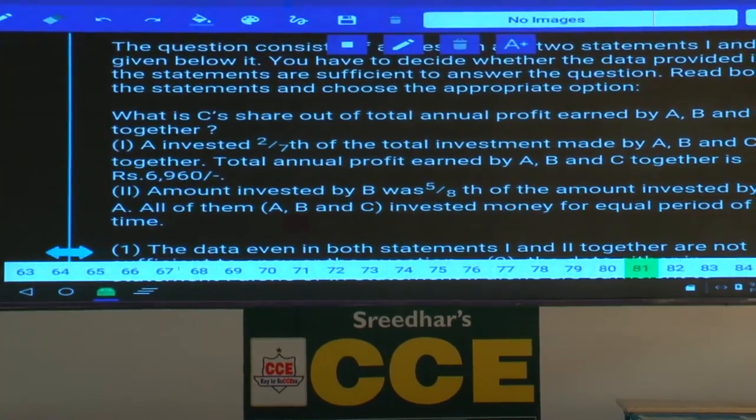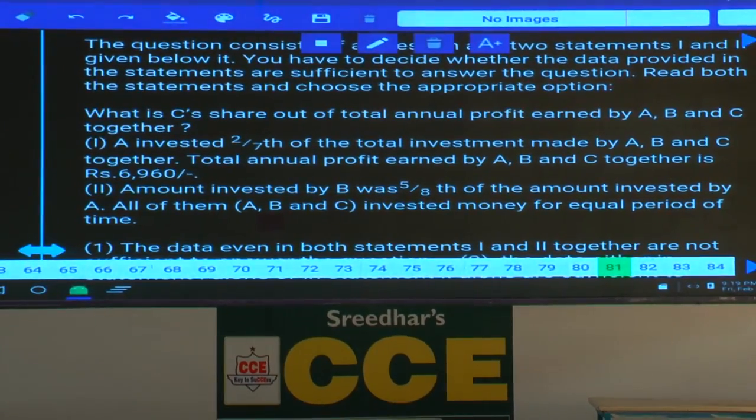Amount invested by B was 5/8 of the amount invested by A. All of them invested money for equal period of time. Is 2 alone sufficient to answer the question? No, because how much is invested by A? Do you have that? No, that is not there in information 2. If you know A's investment, out of that 5/8 is invested by B. A's investment is given in first information.